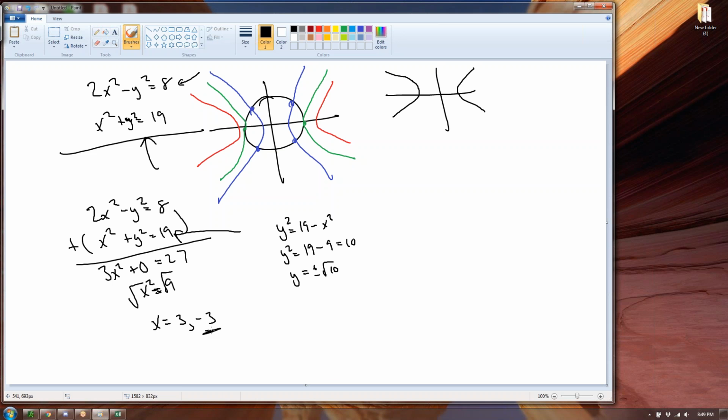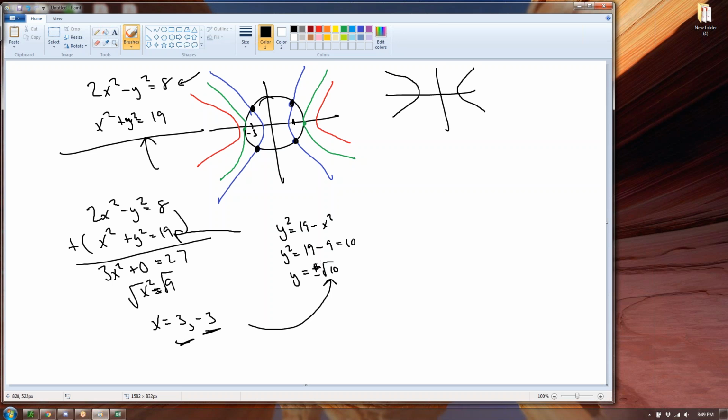If x is negative 3, y could be plus or minus root 10. So here's negative 3. You could have negative root 10 or positive root 10 up here. If it was positive 3 over here, again, you could still have negative or positive root 10. So that's a 4 solution scenario. The way you know it's 4 solutions is that x gave you 2 solutions and y also gave you 2 solutions. So 2 times 2 tells you that's 4 total.